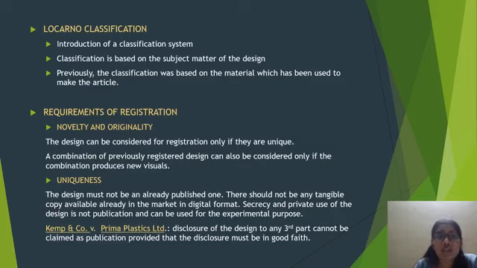Now, the first salient feature of the Designs Act 2000 is that there is a classification. What is this classification called? It is called the Locarno classification. Now, what is this Locarno classification under the Designs Act? That is, in the Designs Act 2000, there is an introduction of a classification system. Previously, this classification was based on the material which had been used to make the article. Now, this classification is based on the subject matter of the design.